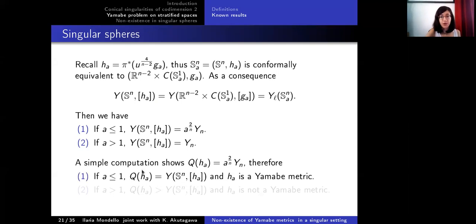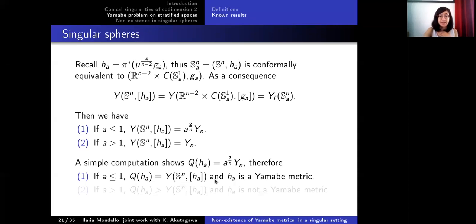So when A is less than 1, Ha attains the Yamabe constant of the singular sphere. These two quantities are exactly equal, so Ha is a Yamabe metric. And this is actually a particular case of a global fact, which is the following. If you consider a manifold with codimension 2 singularities of angle less than 2 pi, and you have an Einstein metric, then this Einstein metric is a Yamabe metric.